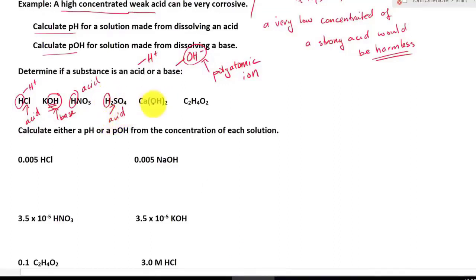How about calcium hydroxide? Right away, you see that OH right there. This must be a base. And lastly, we have C2H4O2. Does it have any OH together? No. So right away, we have to assume this must be an acid. And this is the acetic acid in vinegar.